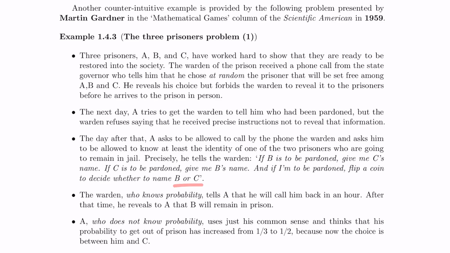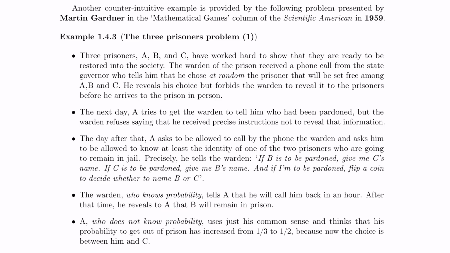Notice that the Machiavellic reasoning of prisoner A is correct, because the warden was told not to reveal the name of the person that was going to be pardoned. So, if he tells the name of a prisoner who's going to remain in jail, he doesn't break his promise to the governor. The warden, who knows probability, decides to tell A that B will remain in prison.